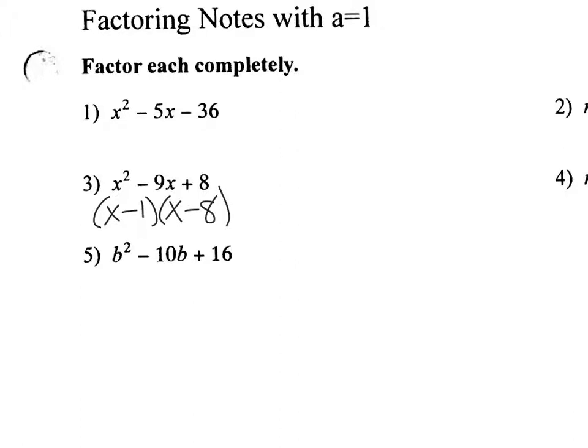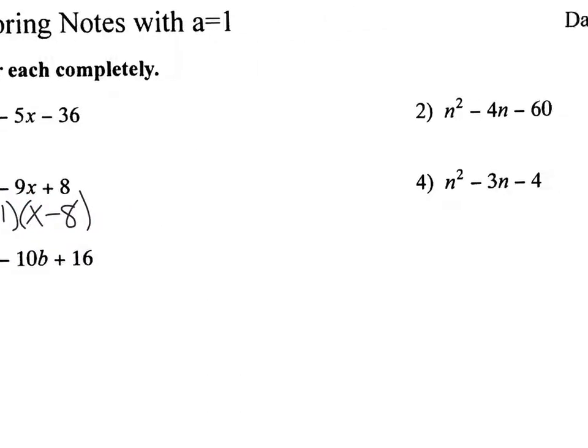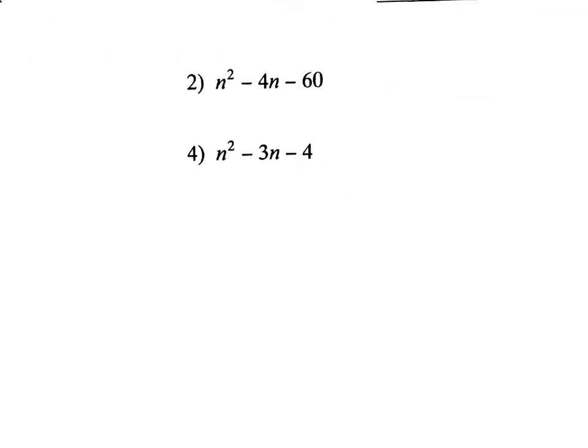Just to recap, negative 1 times negative 8 is a positive 8. Negative 1 plus a negative 8, because it's add, gives me a negative 9. Okay, let's do number 4. Factors of 4 that subtract to give me 3. Well, 1 and 4. 1 minus 4 is 3. It needs to be a negative 3, therefore the bigger factor must be negative. So that means I have n plus 1 and n minus 4.